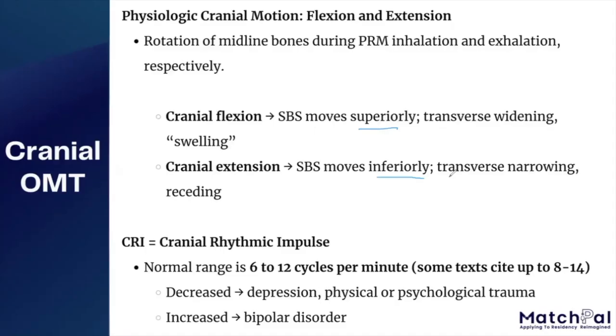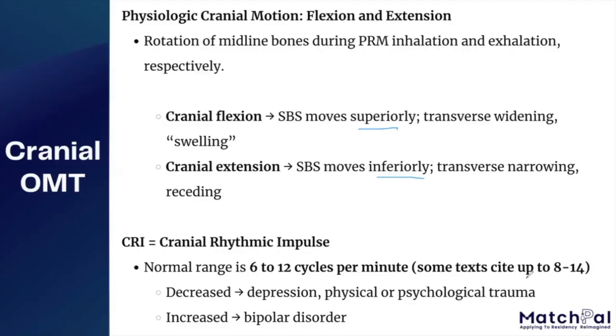Cranial extension, which is part of the PRM exhalation phase, will include the SBS moving inferiorly with associated transverse narrowing or receding of the cranium. The CRI, or cranial rhythmic impulse, is the palpated rhythmic motion of the cranium, which is a manifestation of the primary respiratory mechanism, or PRM. So the CRI is a proxy for measuring and quantifying the PRM. A normal range for the CRI is 6 to 12 cycles per minute. Some texts may cite up to 8 to 14 cycles per minute.